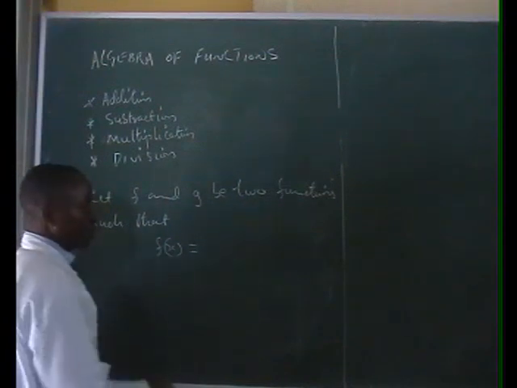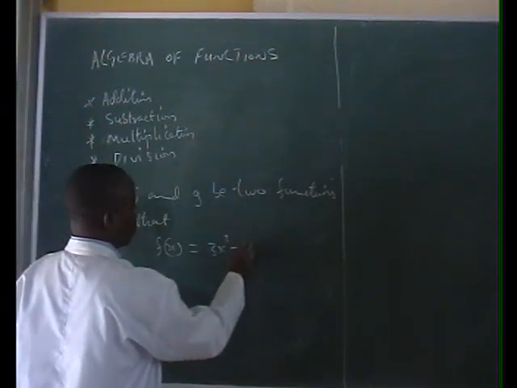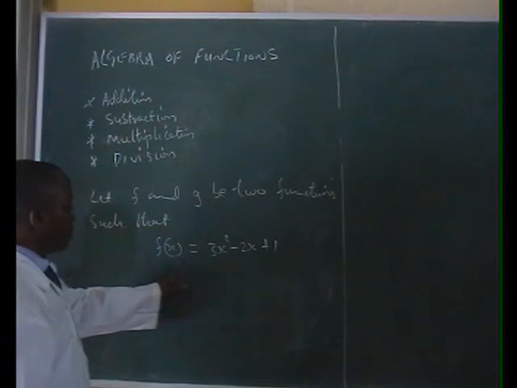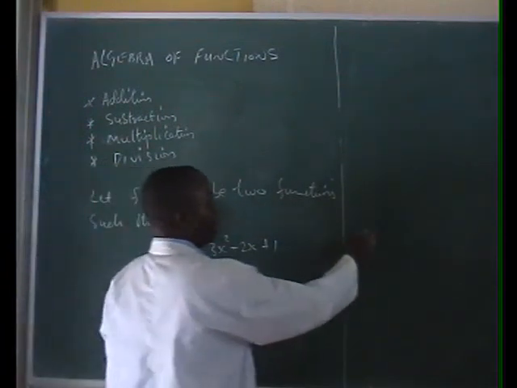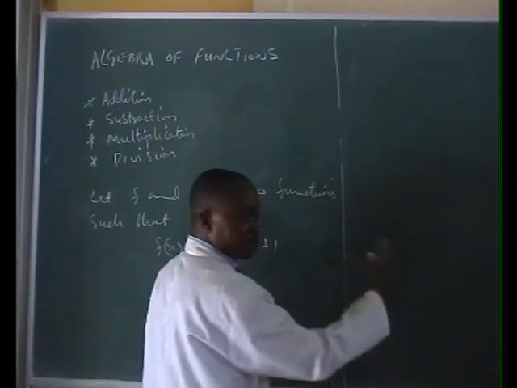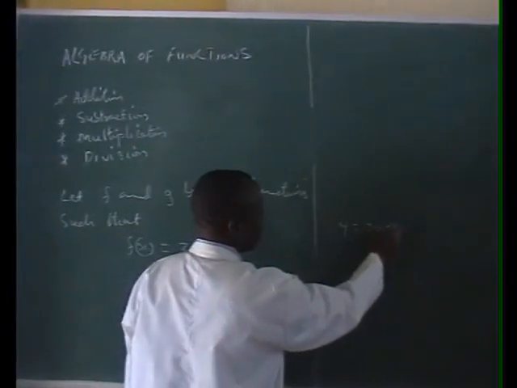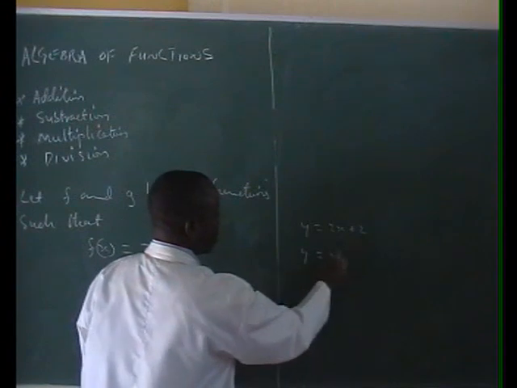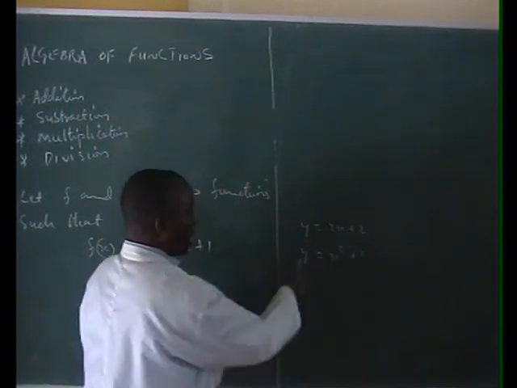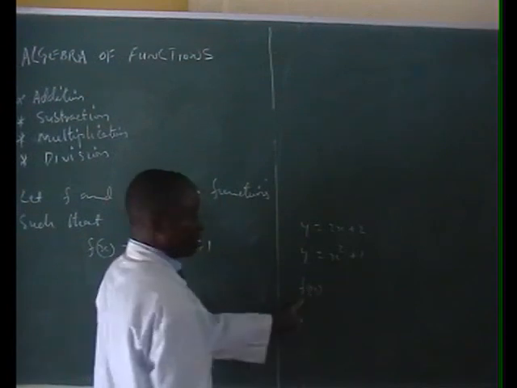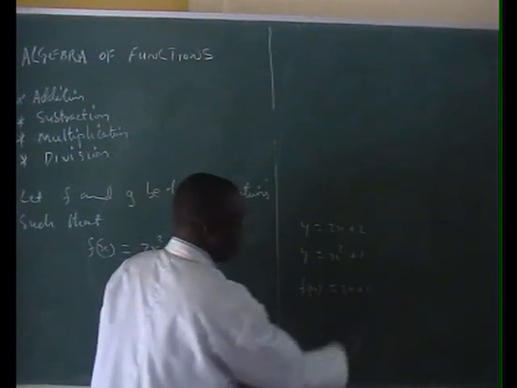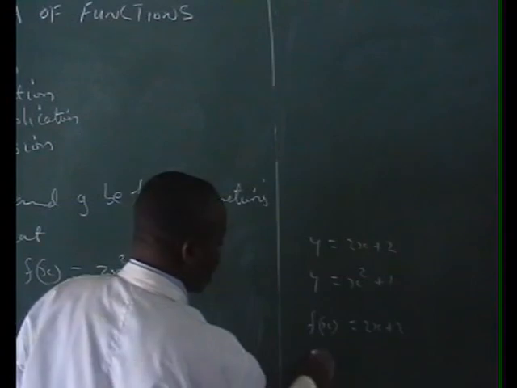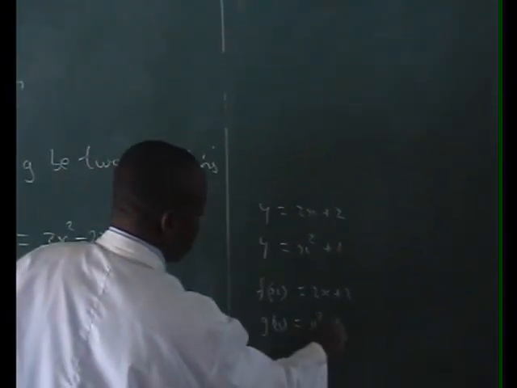f of x is equal to 3x squared minus 2x plus 1. This f of x is equal to this. It's just like the first one we had. The first rule that we saw was y is equal to 2x plus 2. And then the last one, we saw how y is equal to x squared plus 1. So I can write it as f of x is equal to 2x plus 2. So you see it's the same thing as writing y. Now I can write it as g of x is equal to x squared plus 1.